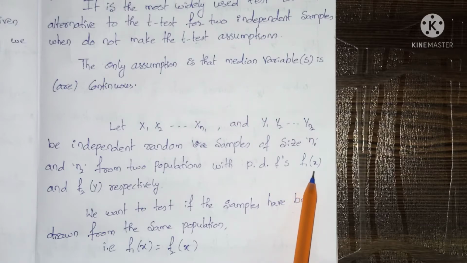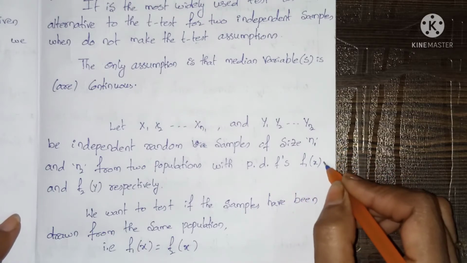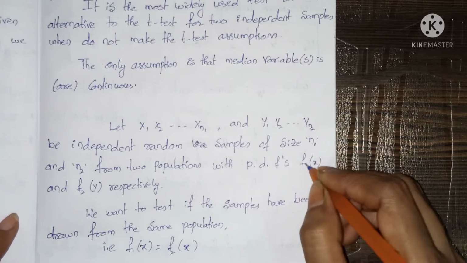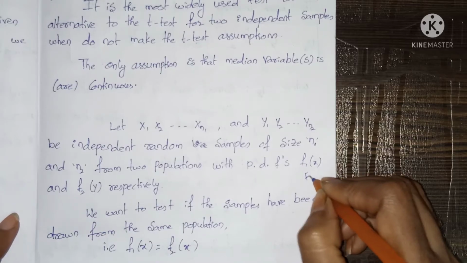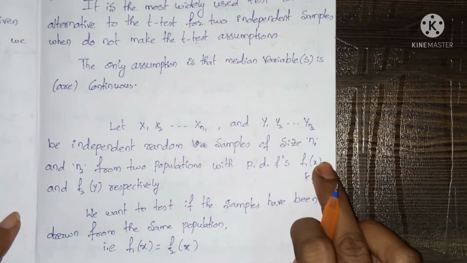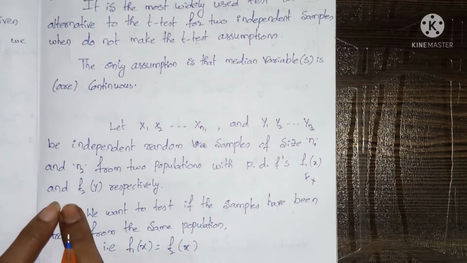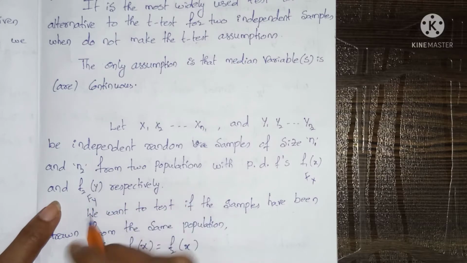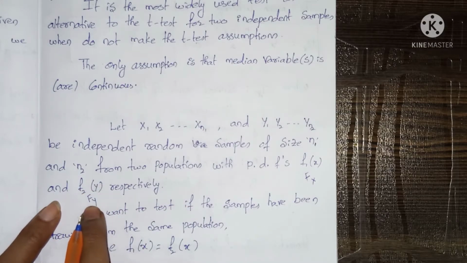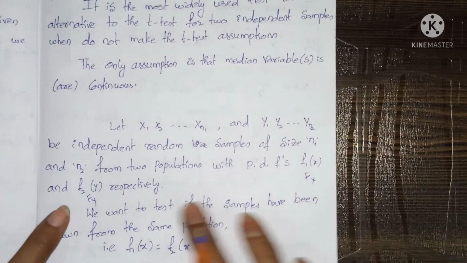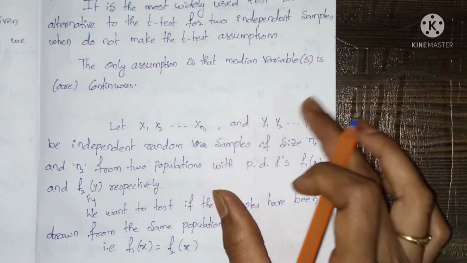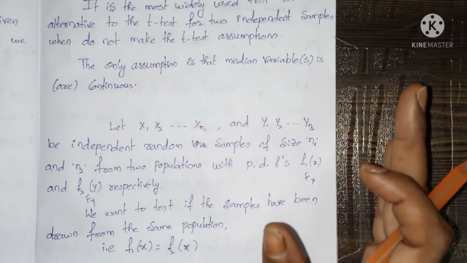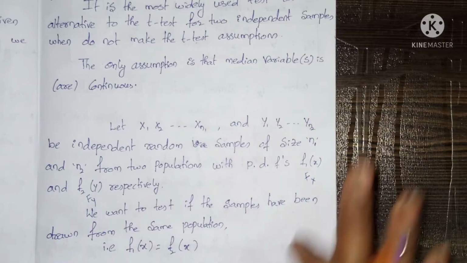Its notation is f1 of x, or instead of f1 of x we can also write capital Fx. And instead of f2 of y, we can write capital Fy. So we can write either f2 of y or capital Fy respectively. This is about the notation. Till now we have declared the variables, the sample sizes, and the probability density functions.